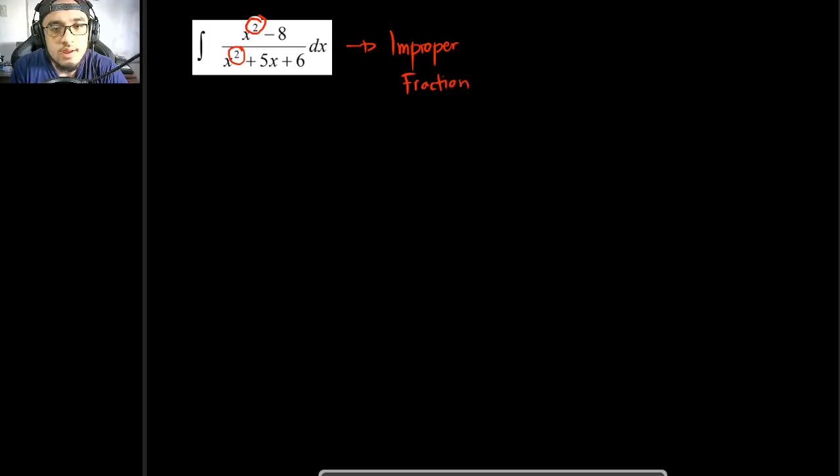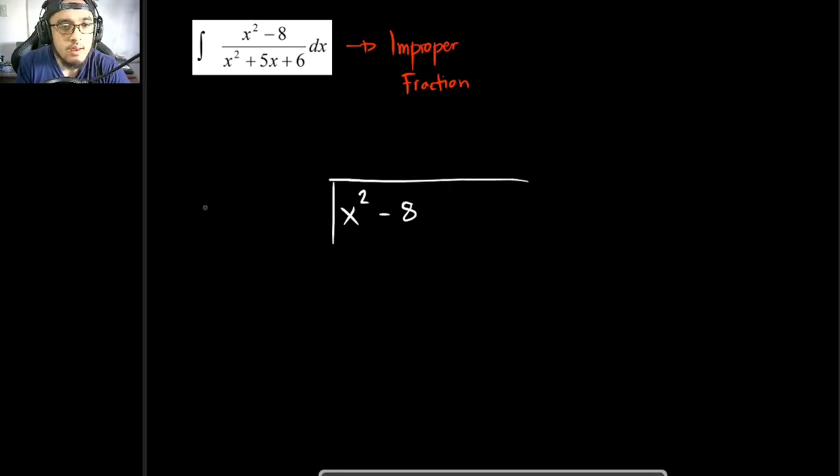And if that is to be the case, so if the rational fraction that you are trying to integrate is an improper fraction, the next thing that you would be doing is to divide this. So I would be dividing this via long division. So it would be up to you on how you would be dividing this one right here. But for your long division, it would be like this. So x squared minus 8 divided by x squared plus 5x plus 6.